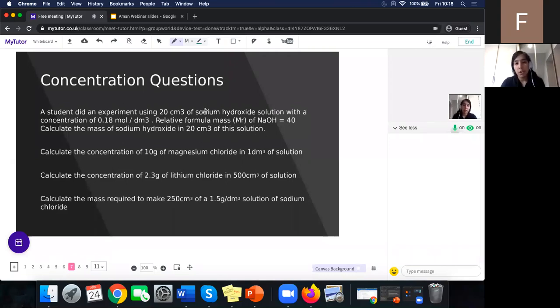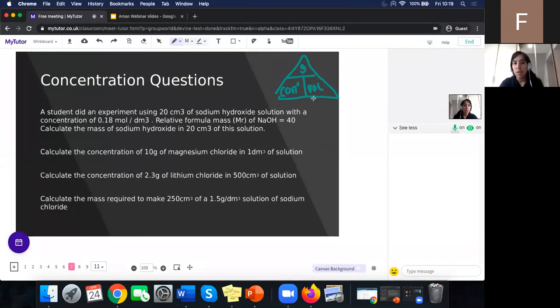So in this question, they're trying to confuse you. They've given you the relative formula mass, but as I said, with concentration questions, we don't need the relative formula mass. All we need is that concentration equals the mass divided by the volume. So we need to calculate the mass. If our triangle is concentration, is mass, which I've put in grams, divided by the volume. So if we want the mass, it's concentration times volume.